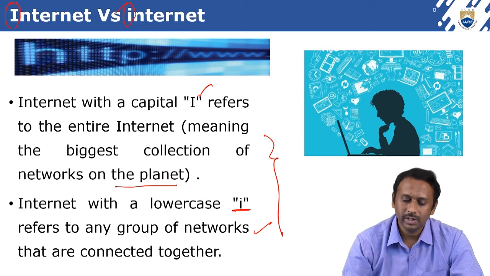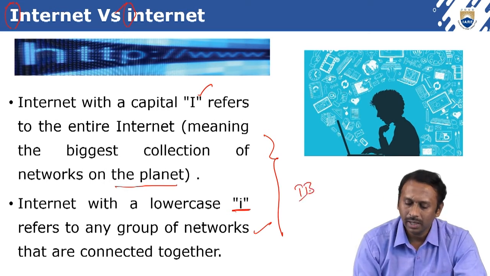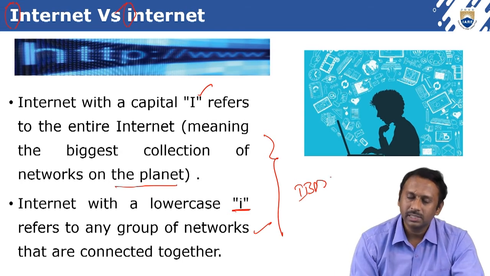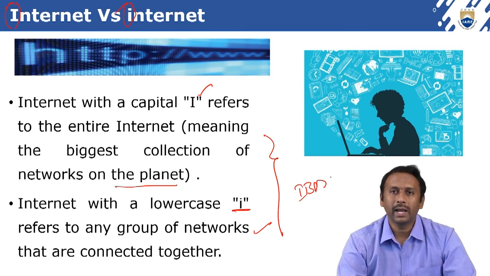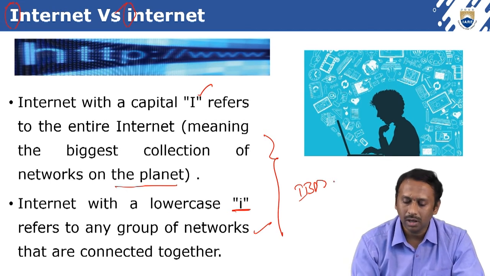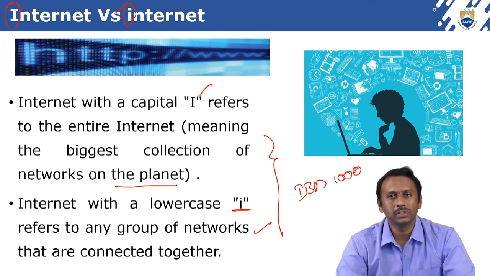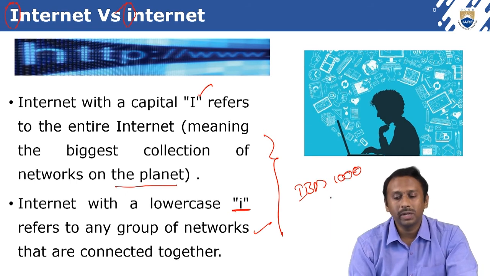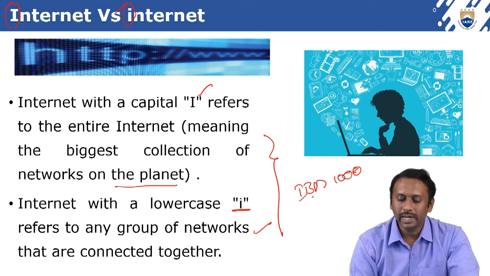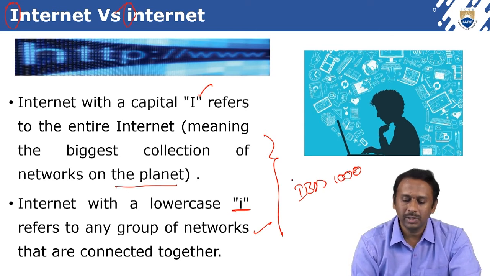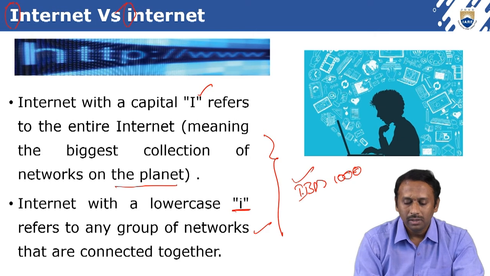That means here, if you observe, in the small i case, some group of networks are connected. For example, you take IBM. We know well IBM has several branches across the world. Assume that across the world IBM has 1,000 branches. All these 1,000 branches' networks are connected. All these 1,000 branches' networks are interconnected in IBM. So it is suitable whenever I use internet with a small i.